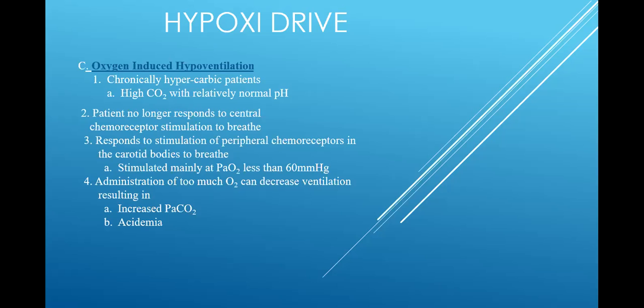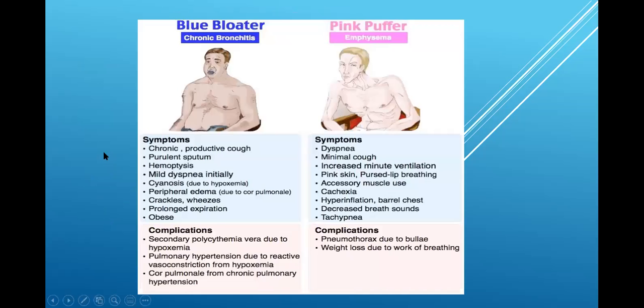So oxygen-induced hypoventilation is a hazard of O2 therapy. That's one of the hazards. It says chronically hypercarbic, which means high CO2 patients. The patient no longer responds to the central chemoreceptor stimulation to breathe because the CO2 is always high. It doesn't know how to respond. It responds to stimulation of the peripheral chemoreceptors in the carotid bodies to breathe. Stimulated mainly at PaO2s less than 60. I'm going to put 80 right there, but it's less than 80. And then administration of too much oxygen can decrease ventilation.